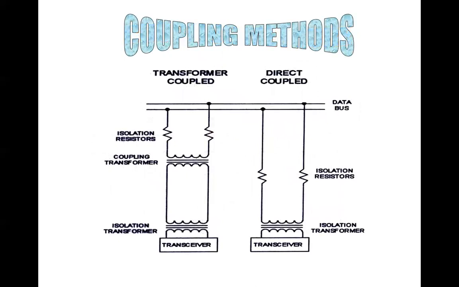So coupling methods used in data bus are transformer coupling as well as direct coupling. In the direct coupling, you'll be having isolation resistor and transformer, which will be connected through the transceiver to the data bus. But in the transformer coupled, you will be using two types of transformer, coupling and isolation transformer, which will be connected to the data bus through the isolation resistor with the transceiver.